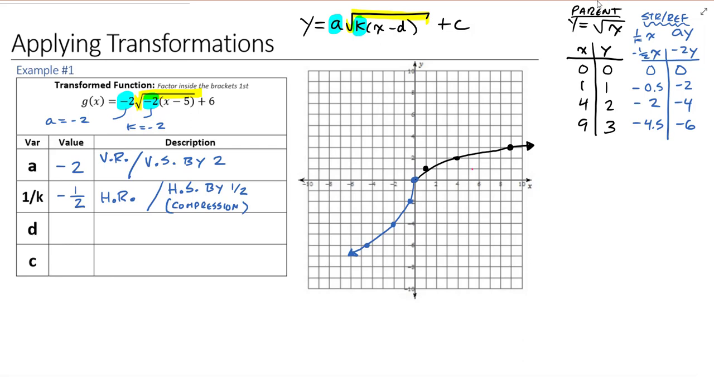Okay, now we only have 2 more transformations to do. So we always do A and K first. The final transformations are going to be D and C. All right, so now the D and C, let's identify them. The D value is this one here. The C is here.